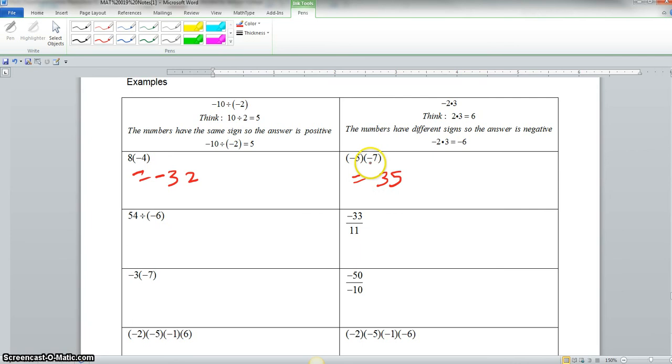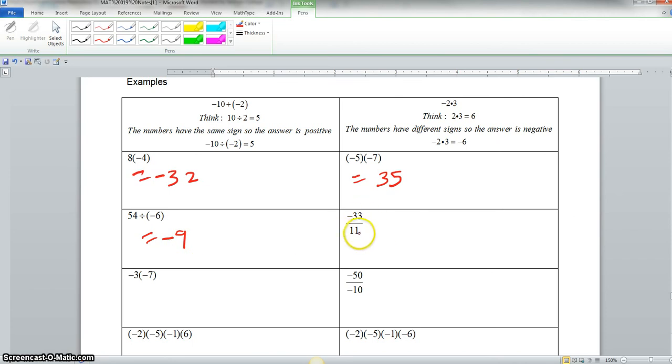And since both of these numbers have a negative sign, it'll be positive. Now we have 54 divided by negative 6. 54 divided by 6 we know is 9. But since one of these numbers is negative, it'll be a negative 9.